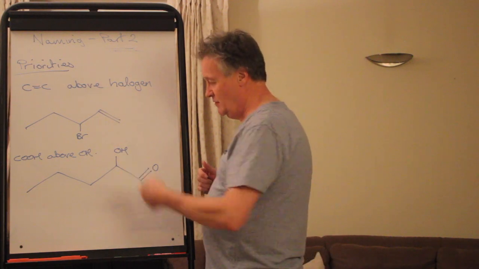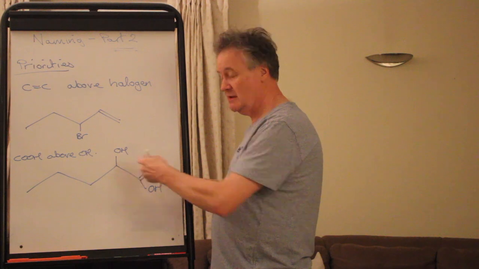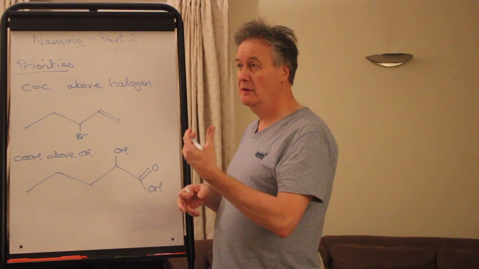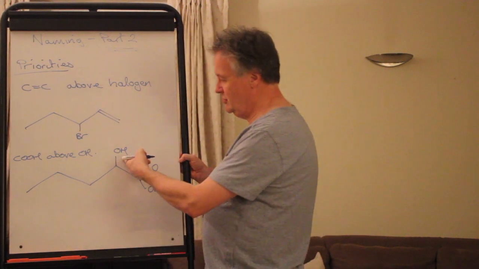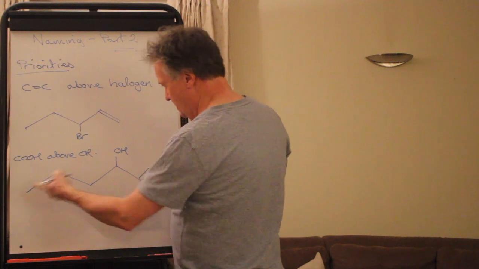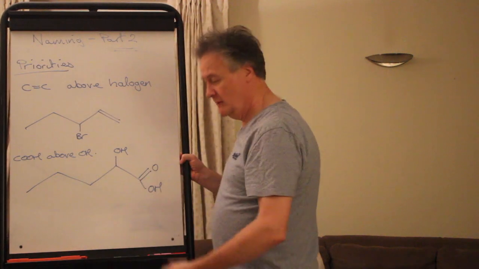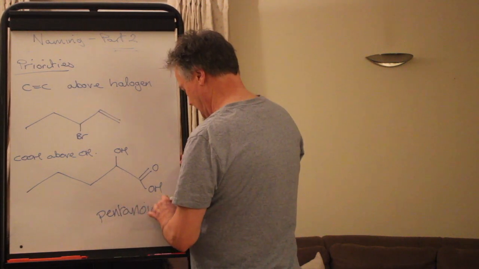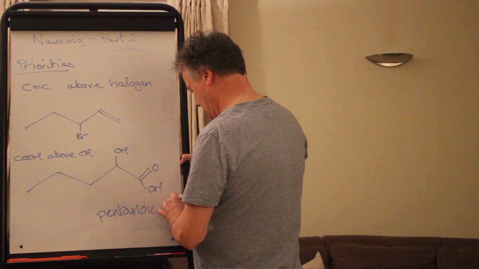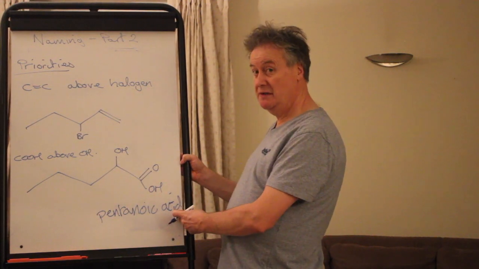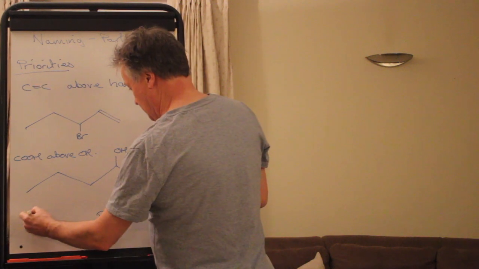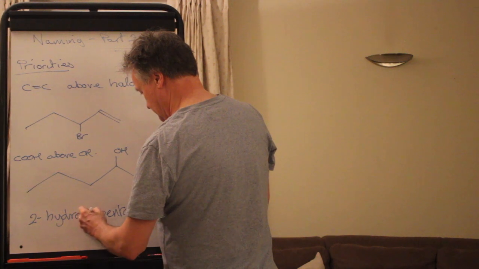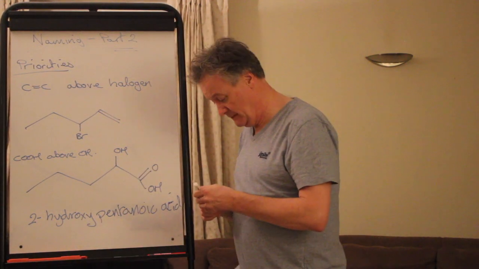So this is 2-hydroxy. Now we've not had hydroxy, because normally hydroxy would be in a compound as an alcohol, and you would just name it an alcohol. But here, this is not as high priority as this one. So it's a carboxylic acid, 5 carbons, so that's pentanoic acid, shoddy C, hope you noticed. And so 2-hydroxy pentanoic acid.